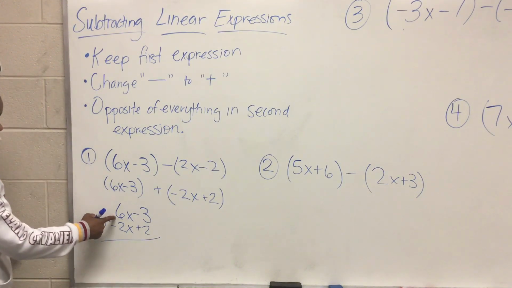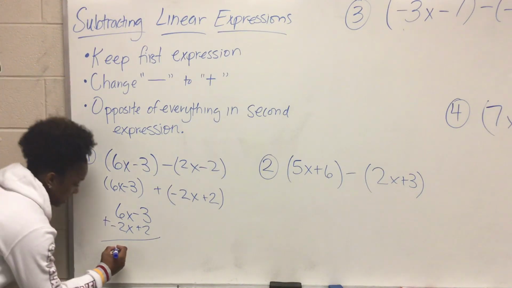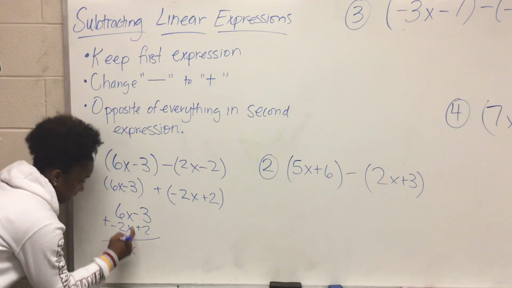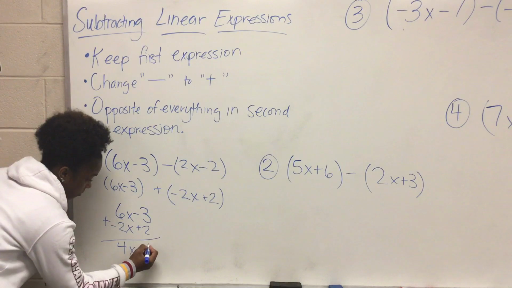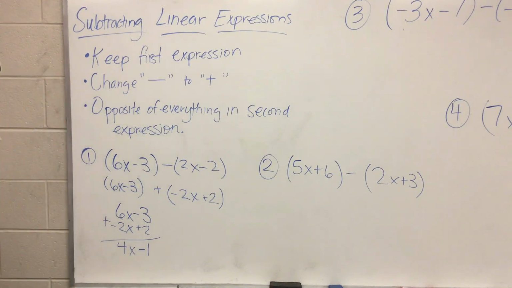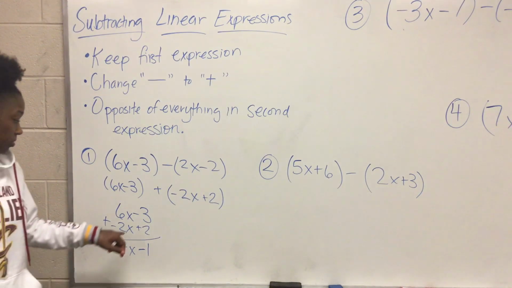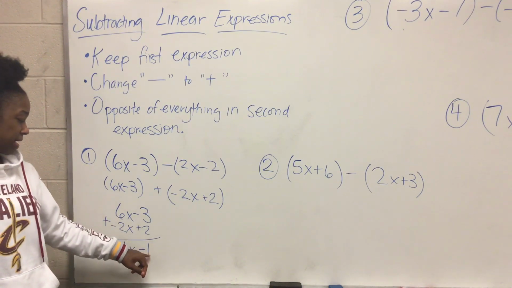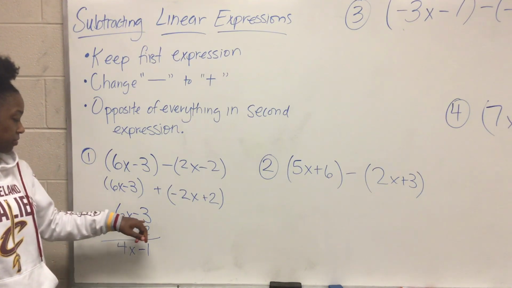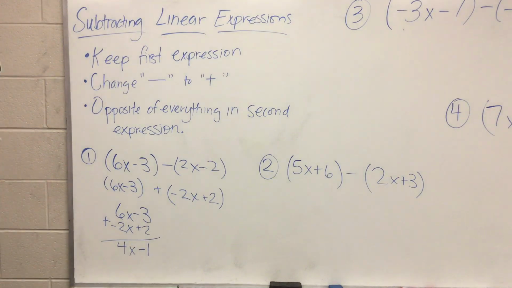Then I have 6x plus negative 2x, that gives me 4x. And then negative 3 plus 2, that gives me negative 1. Okay? So this is not 3 plus 2 gives you 5, and you put the minus sign there, minus 5 or plus 5. No, that is negative 3 plus 2, which will give you negative 1.